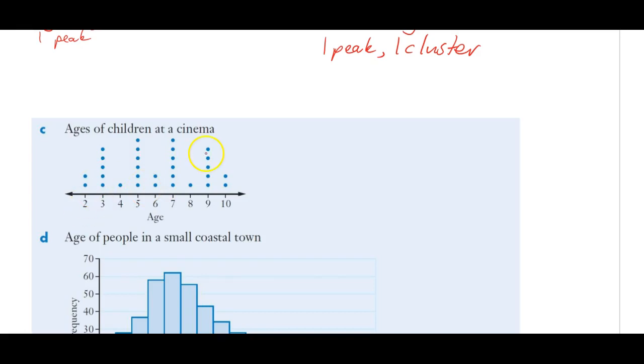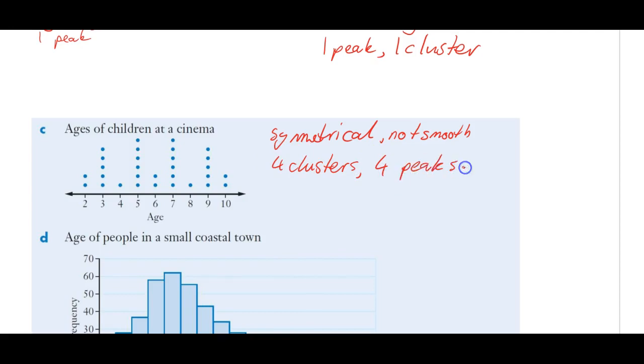So, is it symmetrical? It is symmetrical. Two M's in symmetrical. We have, I would say it's not smooth. I can't put a neat curve over that. I have 4 clusters, 4 peaks. Seems fair enough.